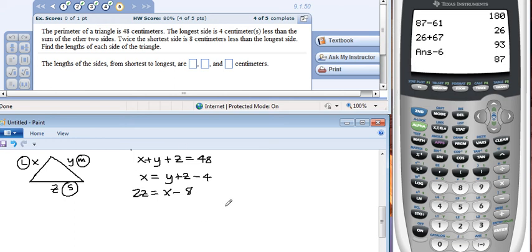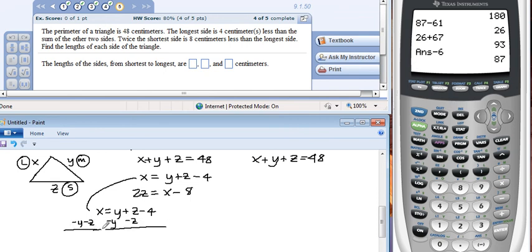Now I can solve. So the first thing I'm going to want to do is stack these, so I have my variables all lined up in a row. So for this one, I'm going to want to subtract a y and subtract a z on both sides. I want to just get them over there, right? I want to stack, so I'm bringing these to the left.